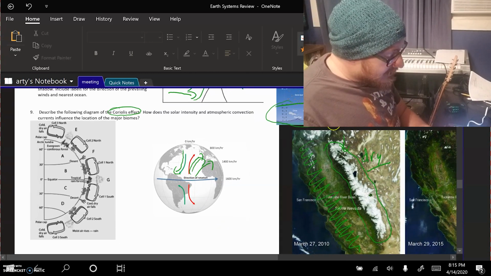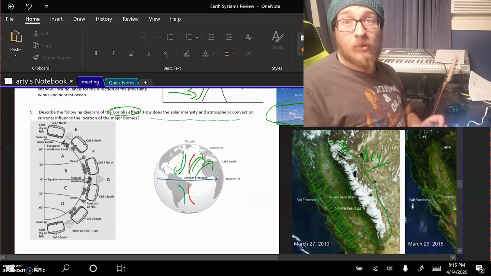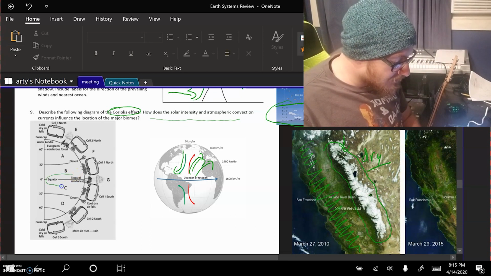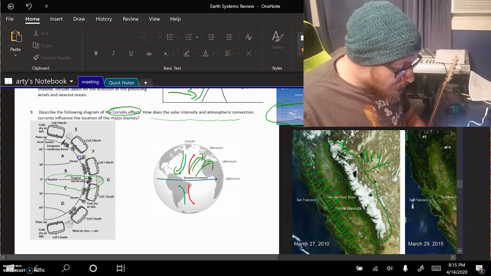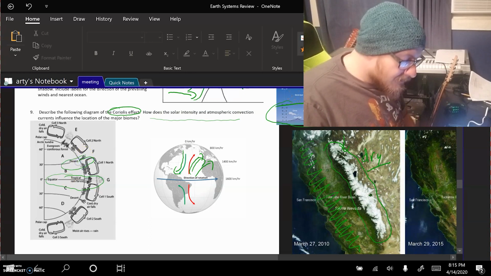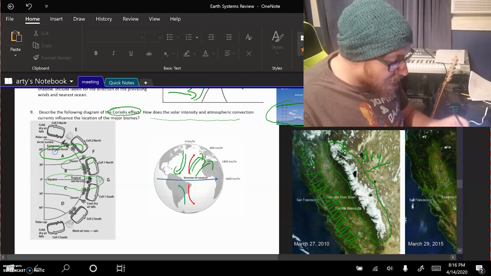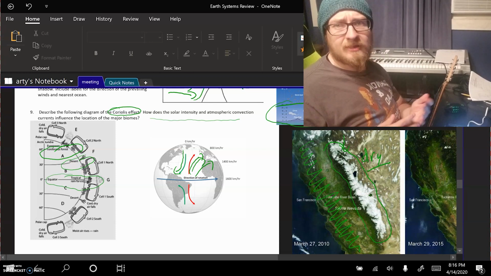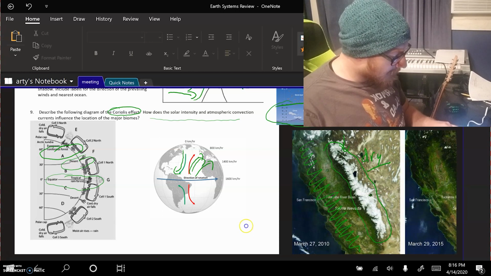How does solar intensity and atmospheric convection currents influence the location of major biomes? Well, wherever you're going to get an updraft, you're going to have a wet climate, kind of like how tropical rainforests are along the equator, and why deserts are in areas where there's a downdraft. And then here in the upper regions, where you get to the temperate regions, the updraft is a little bit weaker. So you get rain, but it's nothing like the torrential downpours that you'd get in a rainforest.